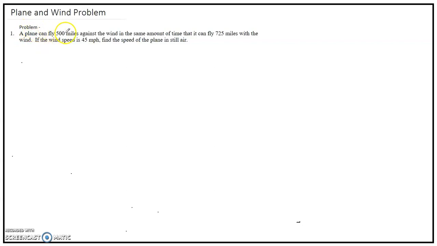A plane can fly 500 miles against the wind in the same amount of time that it can fly 725 miles with the wind. If the wind speed is 45 miles an hour, find the speed of the plane in still air.